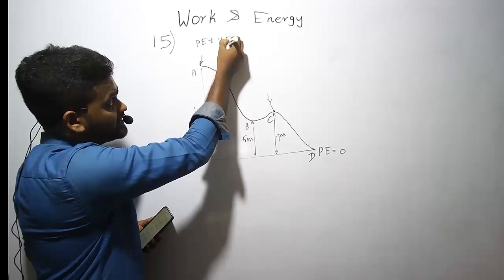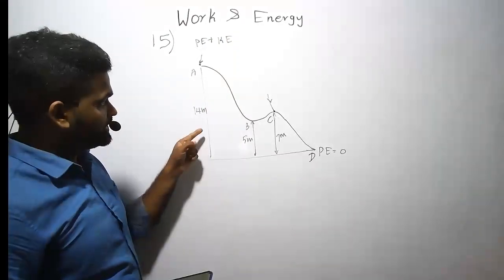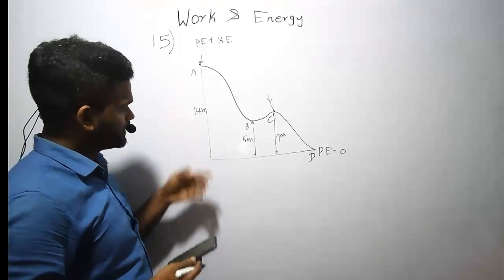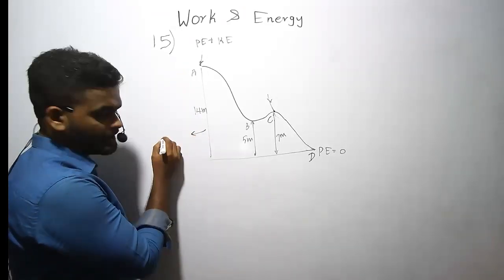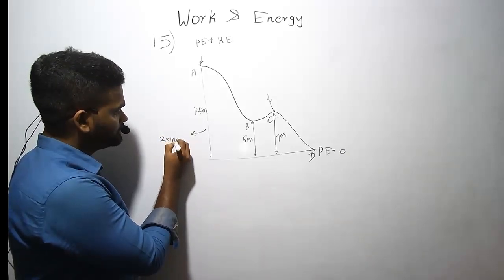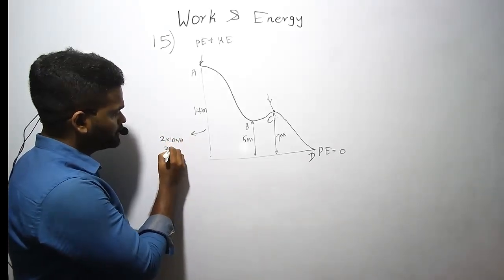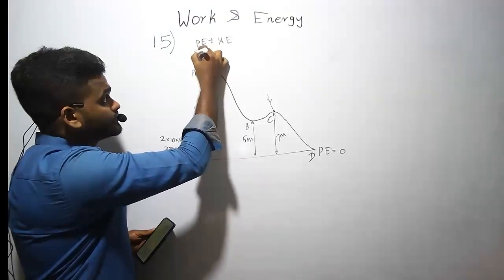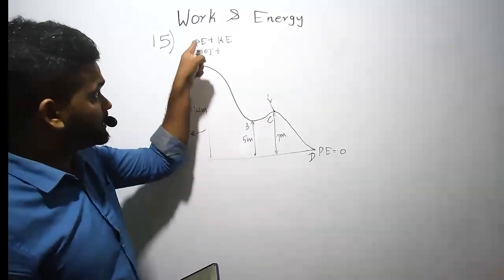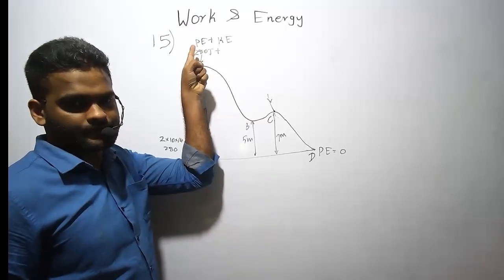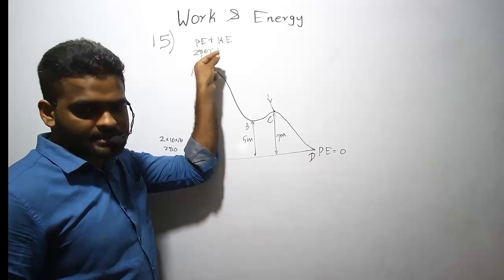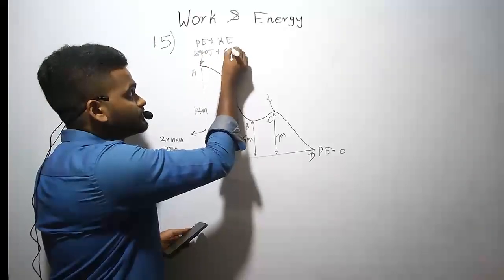Potential energy plus kinetic energy. So here, what is the potential energy? mgh, right? So m is 2, 10, 14. 280 joules. Here the potential energy is 280 joules. Since it is released, initial velocity is 0, so kinetic energy is 0.